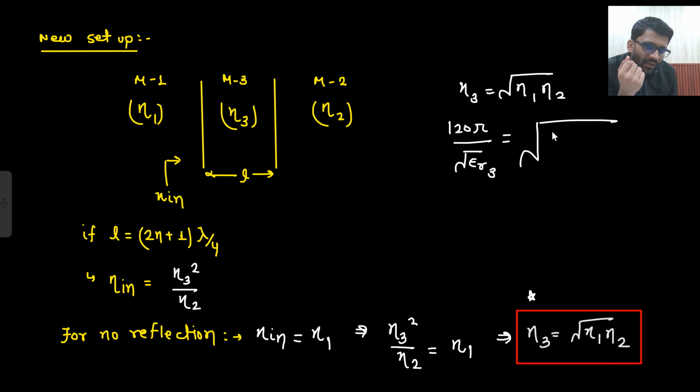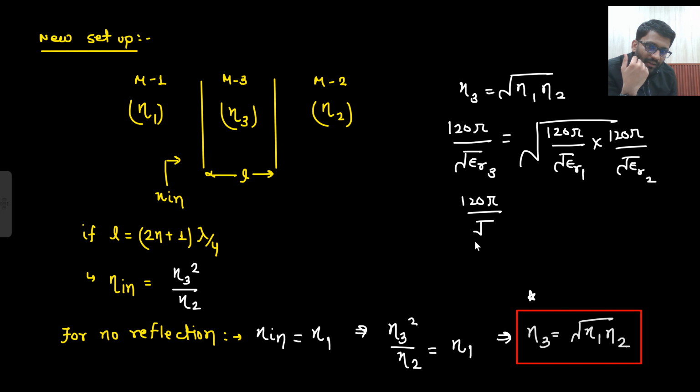Is equal to under root 120 pi under root epsilon r1 into 120 pi under root epsilon r2. Do you agree to this point? Certainly you agree, right? So what you are getting? 120 pi divided by under root epsilon r3 is equal to 120 pi whole square, so 120 pi divided by under root epsilon r1 into under root epsilon r2.